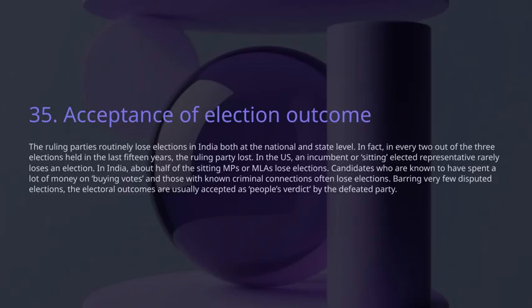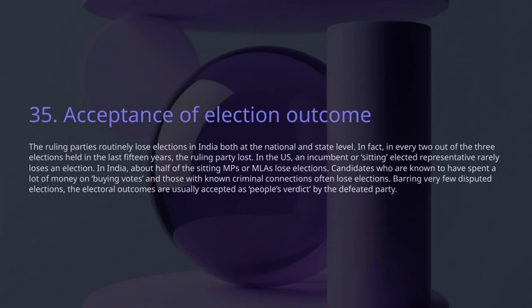In India, about half of the sitting members of parliament or state legislative assembly members face defeat in elections. Interestingly, candidates who are known to spend a lot of money trying to buy votes or those with criminal backgrounds often end up losing. This shows that voters are quite aware and sometimes even rejecting candidates with dubious records.